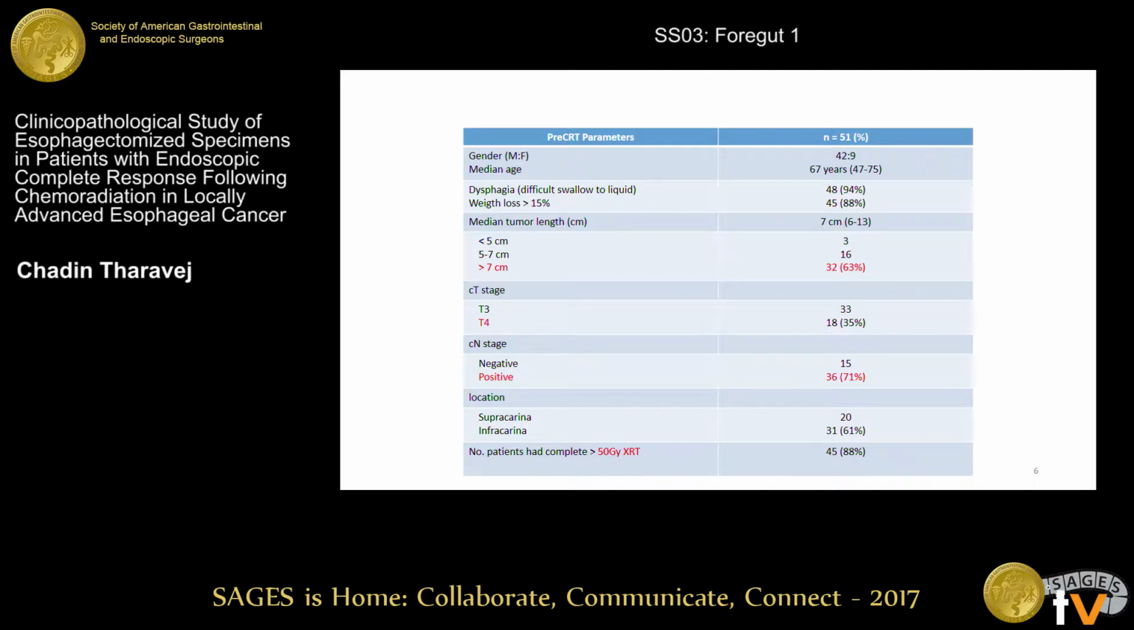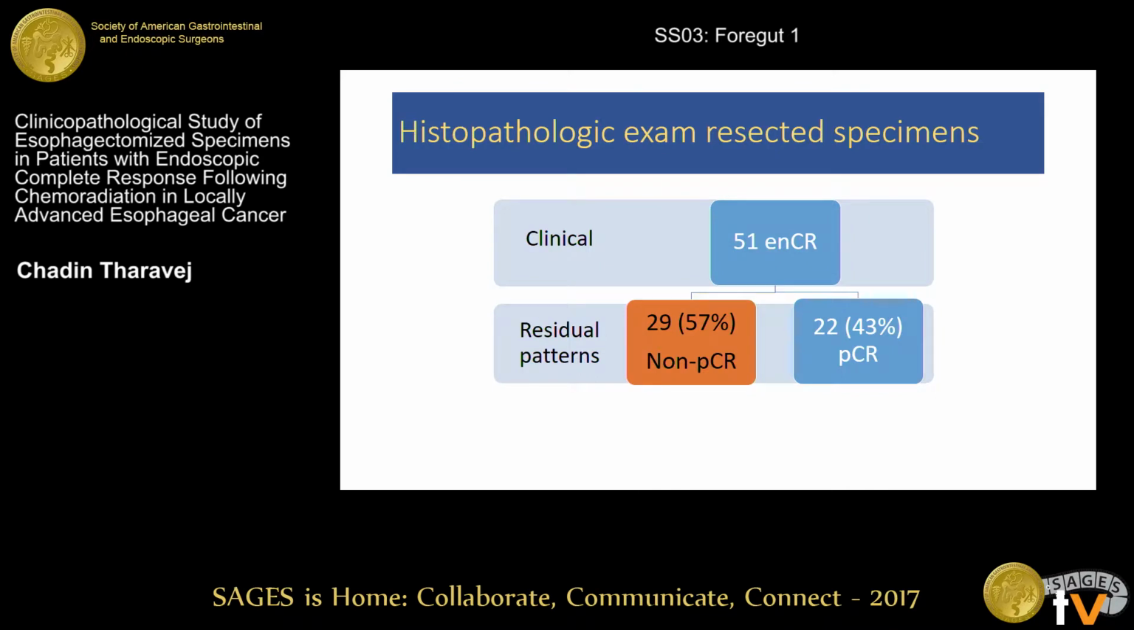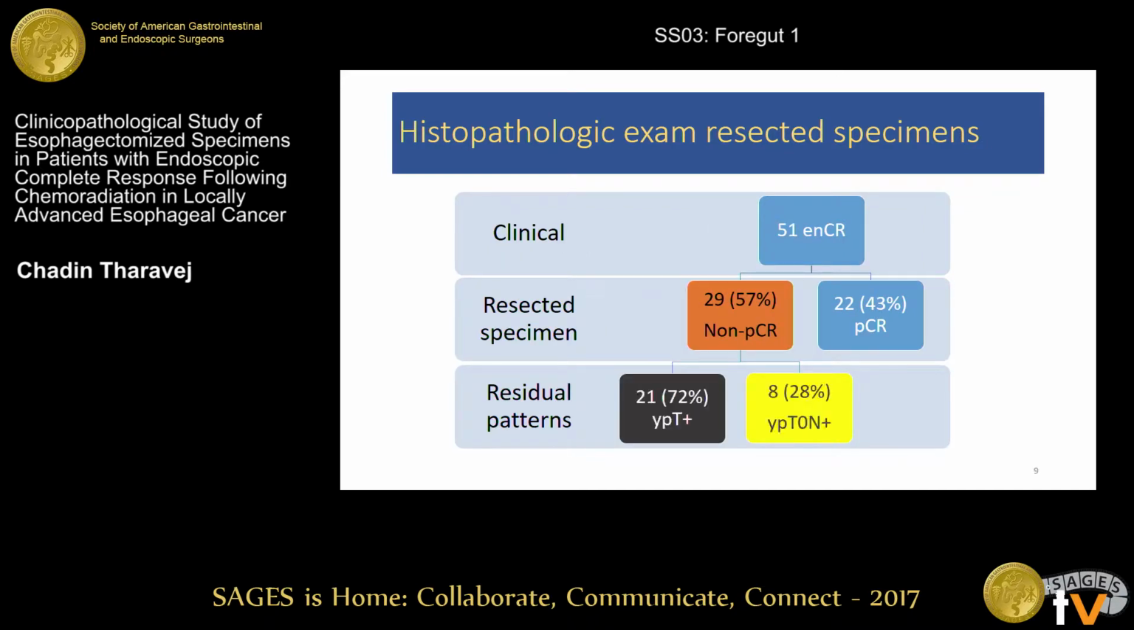So here are the characteristics of our patients. Basically, they had advanced disease. 63% had tumor length more than 7 centimeters, and 71% were clinically node positive. Of 51 patients with endoscopic CR, 43% had PCR, and 57% had residual cancer cells in the resected specimen. Of the 29 patients with residual disease, 8 patients had disease confined only to the lymph node.